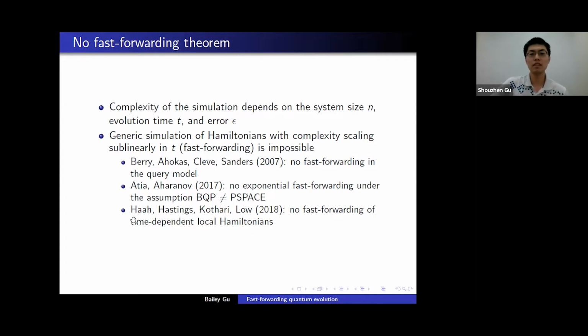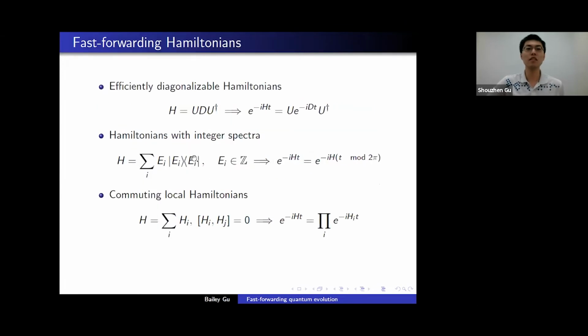So all of these results are kind of no-go theorems saying that we can't do generic simulation using sublinear scaling in T. But that doesn't mean that there can't be particular Hamiltonians for which we are able to achieve sublinear scaling. And there are some easy examples of this as well.